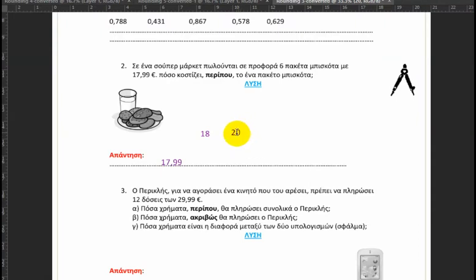Now, if we rounded and got 20, and we said, okay, it's about 20 euros, we'd be off by 2 whole euros and 1 cent, which is a whole lot more than just the 1 cent difference that we got by rounding and getting 18. So we're going to round and say that this 17.99 is about 18 euros. And to find the cost of 1 pack, we're going to divide 18 by 6, and we know that 18 divided by 6 gives us 3. So my answer here should be that one pack costs about 3 euros.